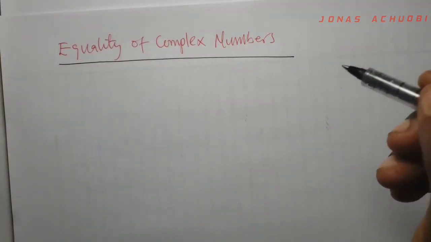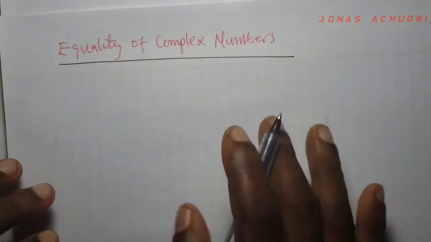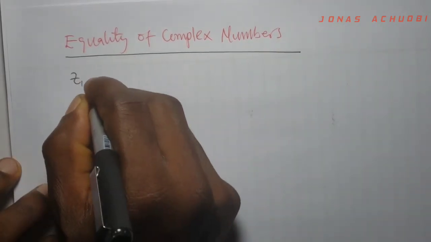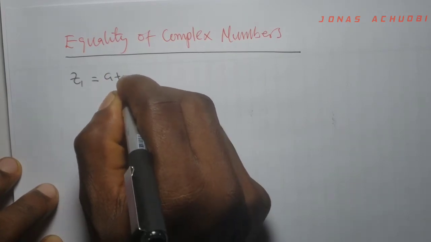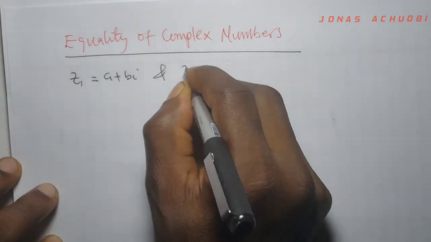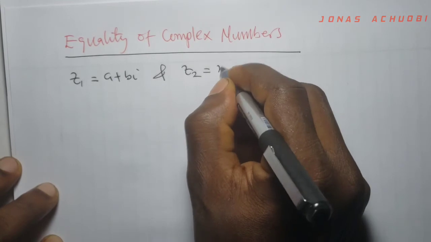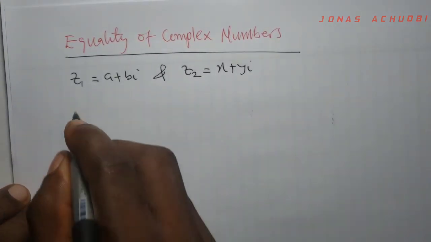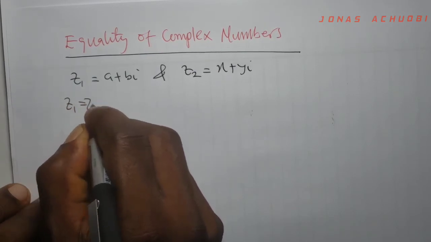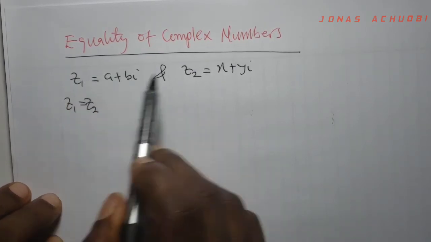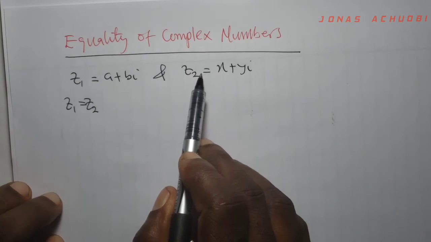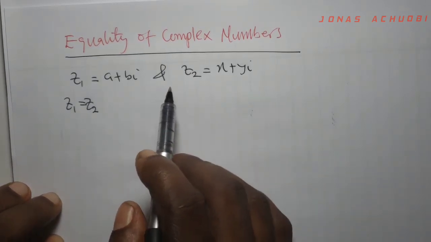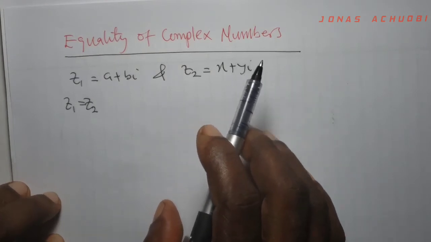So we want to now know when two complex numbers are said to be equal. So given two complex numbers, say z1 equal to a plus bi and z2 equal to say x plus yi, the complex number z1 will be equal to the complex number z2 if and only if their real parts are equal and the imaginary parts also are equal.